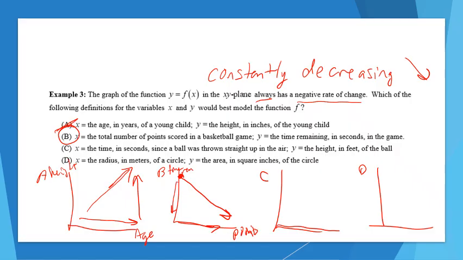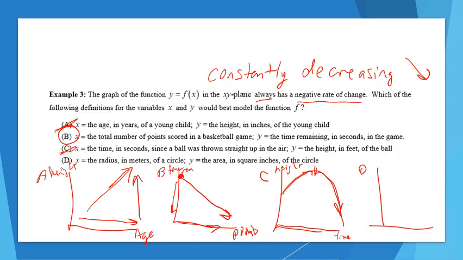Let's look at C and D just to make sure. So C, the time in seconds since a ball was thrown in the air. So x is time, and then y is going to be the height. And so this is probably going to look something like a parabola, where it's increasing, and then when it gets to the peak, it's probably going to decrease. So it's not always decreasing or always having a negative rate of change, so that's why C would not work.